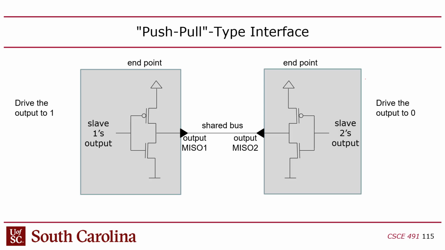One of them is responsible for sending a 1 bit, and the other one's responsible for sending a 0 bit, right? And the way that works is that if you want to send a 1 bit, you basically pull up the wire, meaning that you make this transistor low impedance and you make this one high impedance, right?